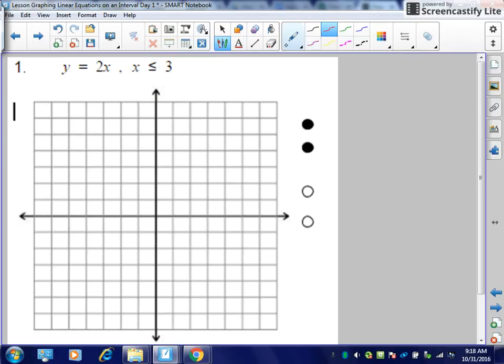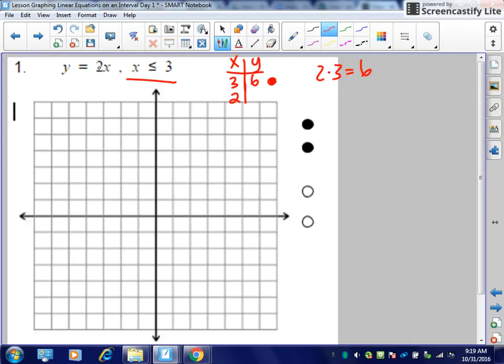So, see how this number says 3? Hold on just a second. Okay, so see how this says 3? What we're going to do is we're going to take a 3 and we're going to plug it into this. So, if I'm going to make a little table, if I plug in a 3, what is 2 times 3? Well, 2 times 3 is 6. So that would be the point (3, 6). Now, it says less than or equal to 3. And because it says equal to, I'm going to make that a closed circle. Now, I need to pick a number less than 3. So let's just pick any number less than 3, and I'm going to pick 2.